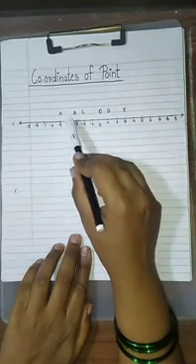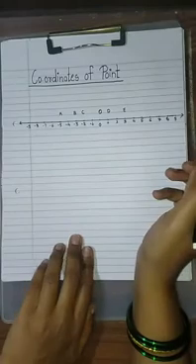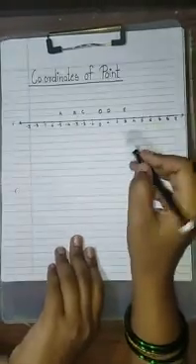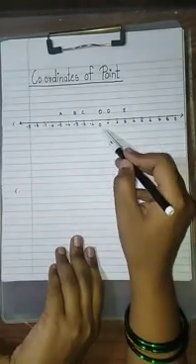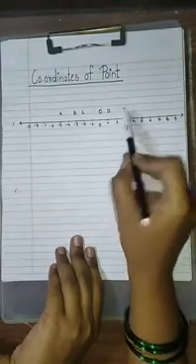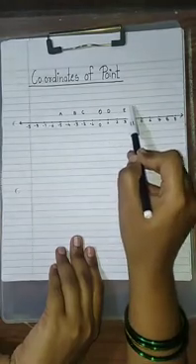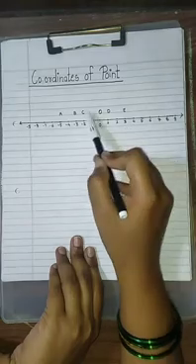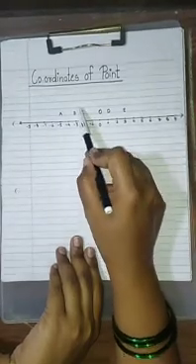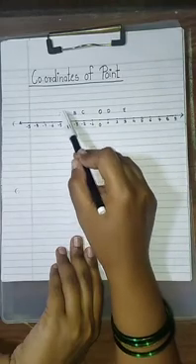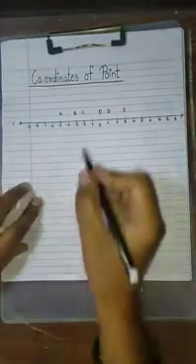You can also see some alphabets on the top of these numbers. Okay, so you can read them as coordinate of point O is 0, coordinate of point D is 1, coordinate of point E is 3, coordinate of point C is -2, coordinate of point B is -3, coordinate of point A is -5. You can write it down.